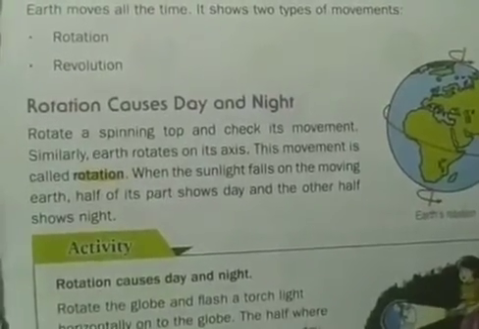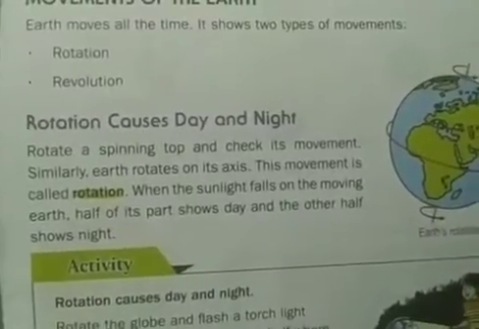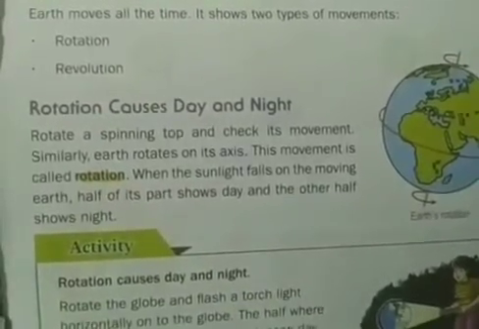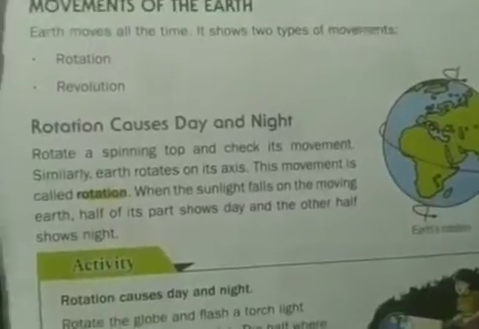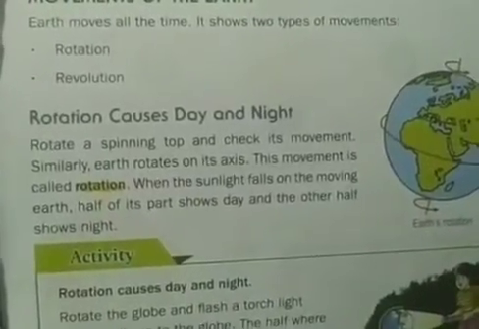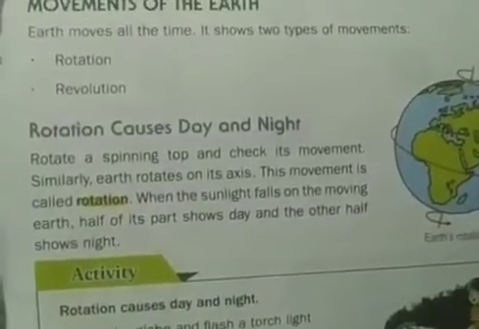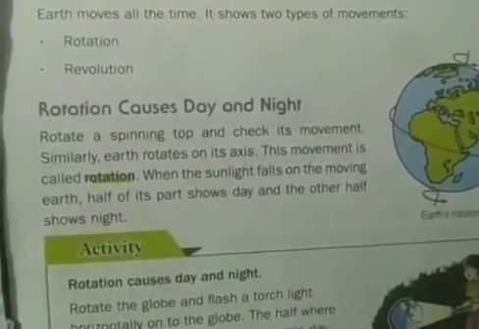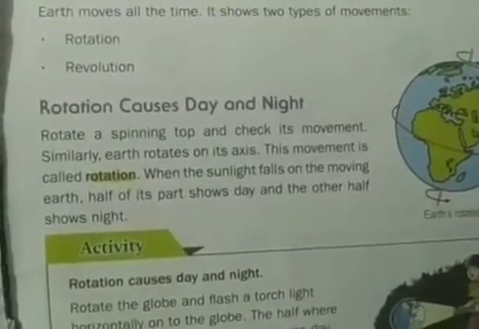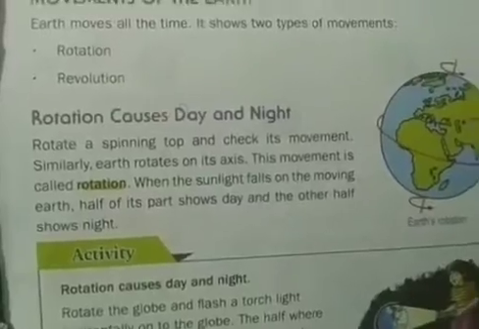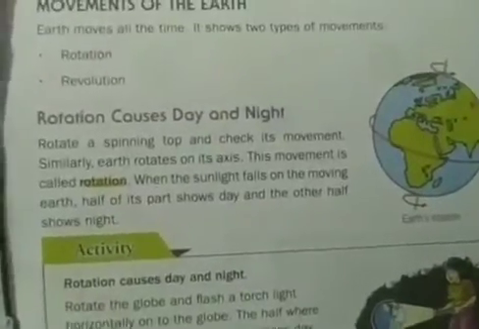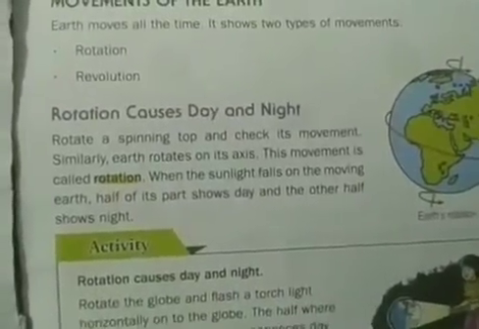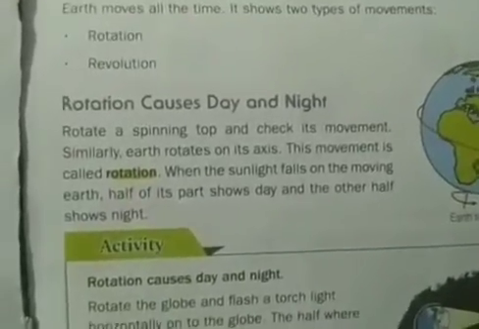So, earth travels around the sun, isn't it? While rotating, one side of the earth faces the sun. That side gets the heat and light of the sun, isn't it? So, we call this day. The other side, the opposite portion of the earth, is not getting the light. So, it is darker and we call it night.